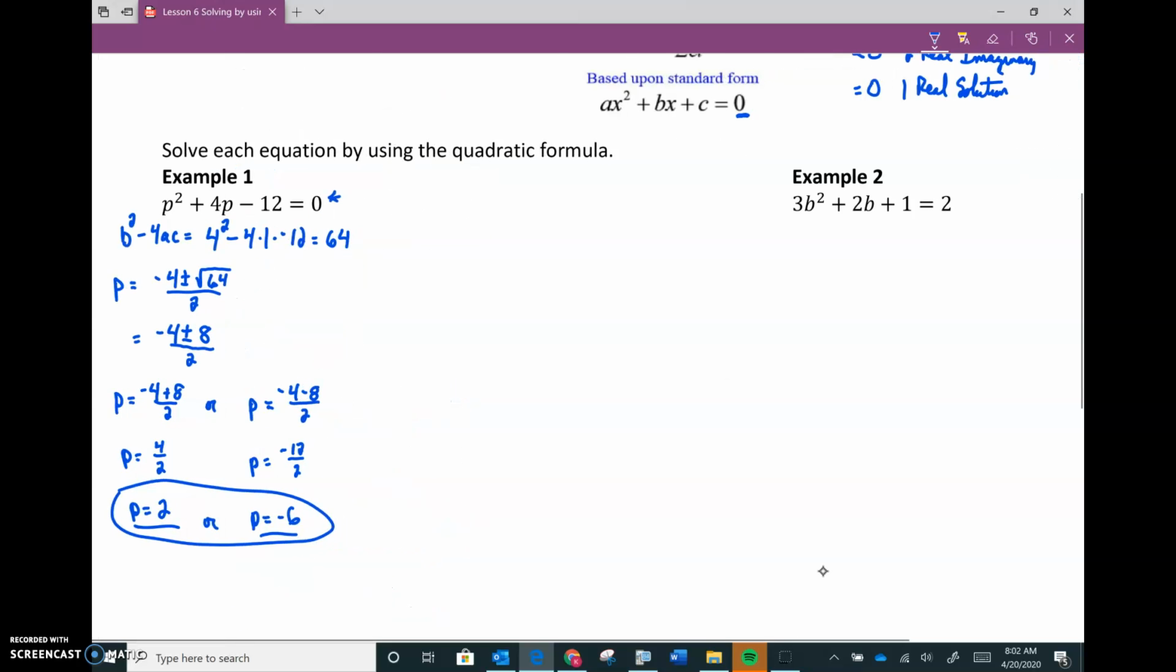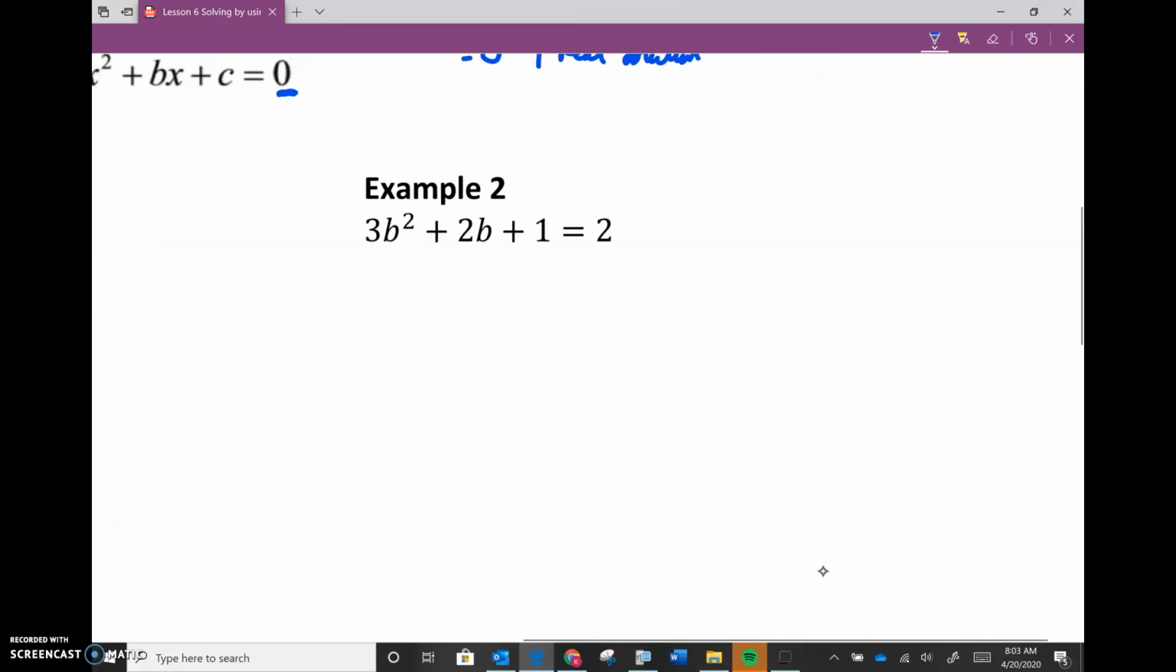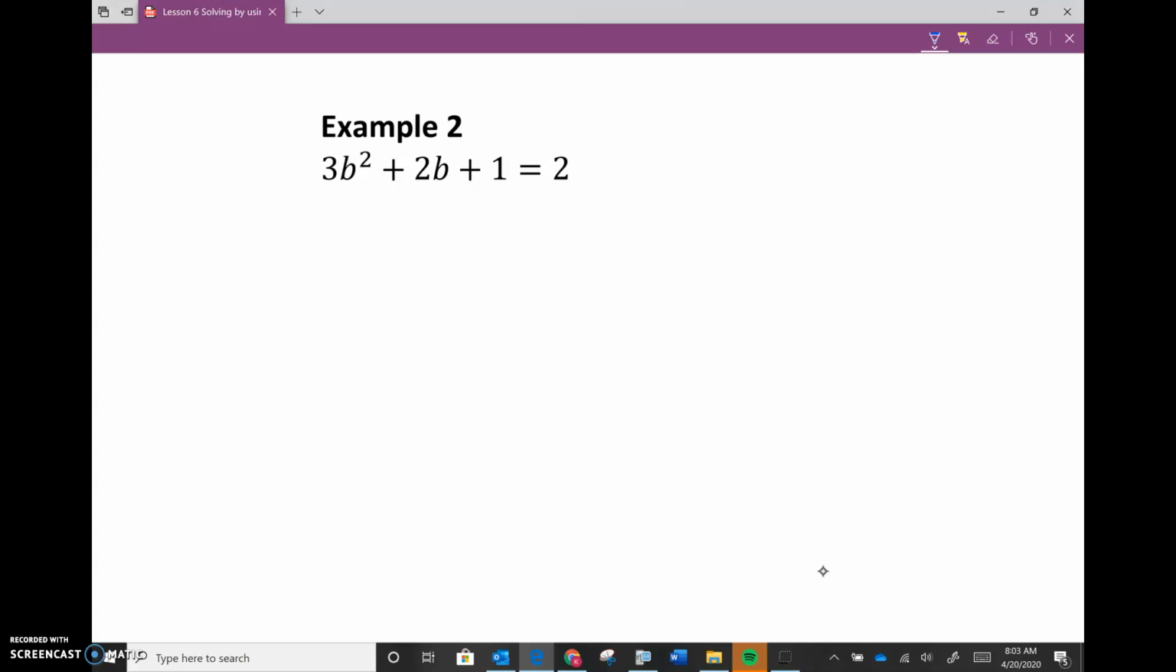All right, example 2. Notice, first of all, with this one, that it is not equal to 0 right here. So in order to use the quadratic formula, that's the first thing we've got to do. Now that we have it equal to 0, let's find our discriminant. Let's see what kind of answers we're going to get. So b is 2, so 2 squared minus 4 times a times c.